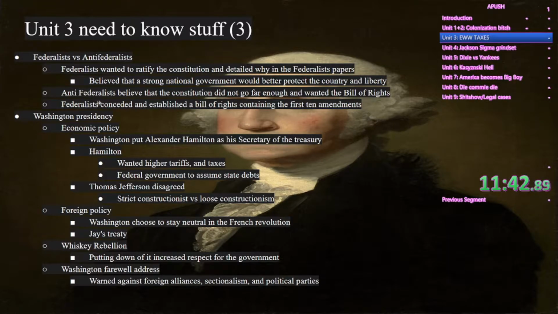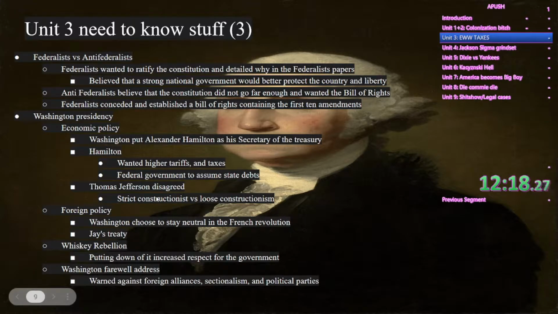The presidency of George Washington pretty much set a lot of important precedents for U.S. history, including economic policy. There were a lot of disputes between Alexander Hamilton and Thomas Jefferson. Jefferson disagreed with a lot of Hamilton's economic policy because Jefferson had strict constructionist views while Hamilton had loose constructionist views.